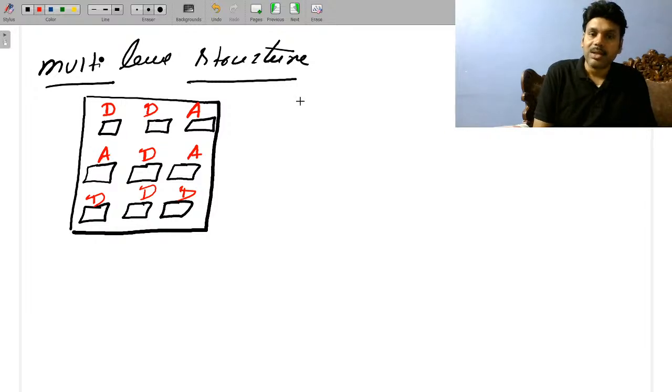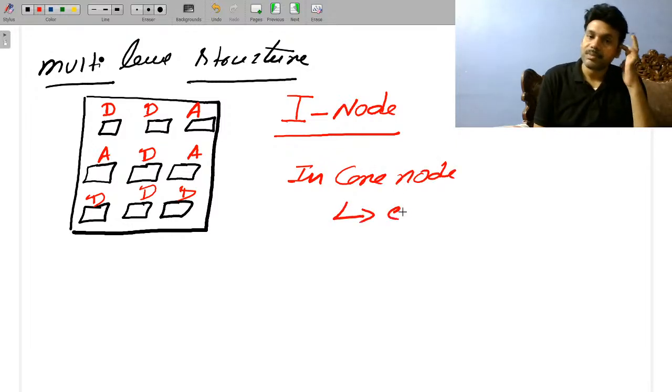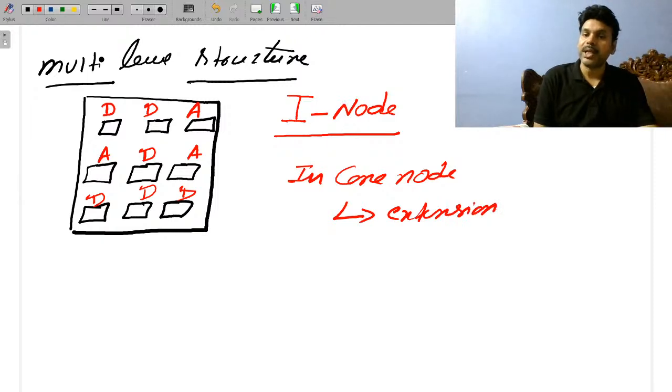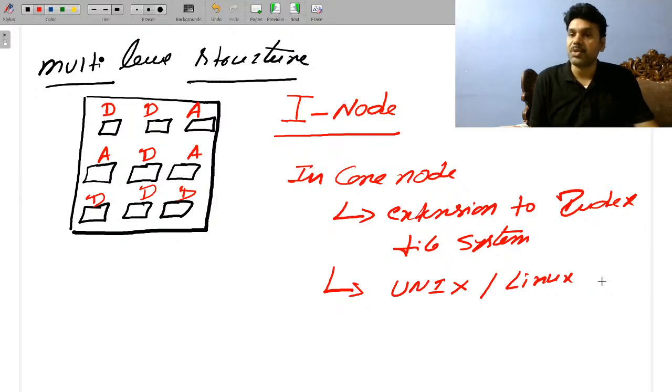If you are asking about multi-level structure, there is a famous architecture called the inode. This is an extension to the index file system. One important point: it is mainly used in Unix and Linux. Windows is usually using an indexed file system only, no doubt.